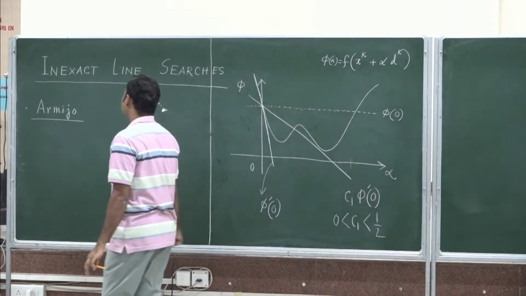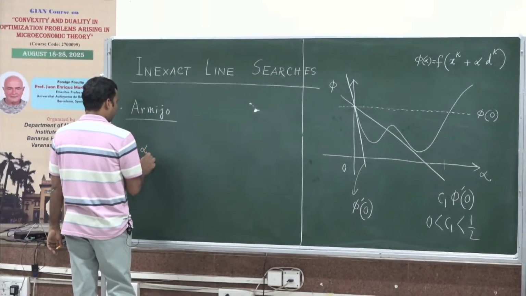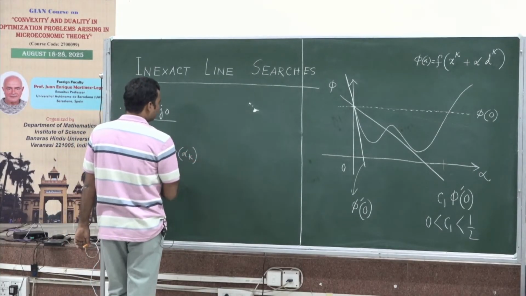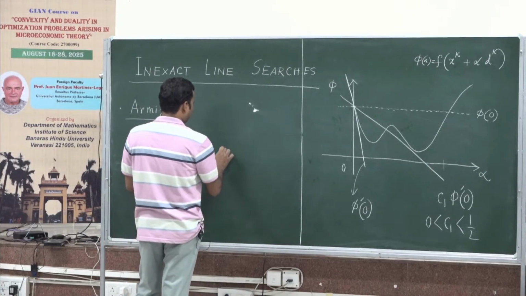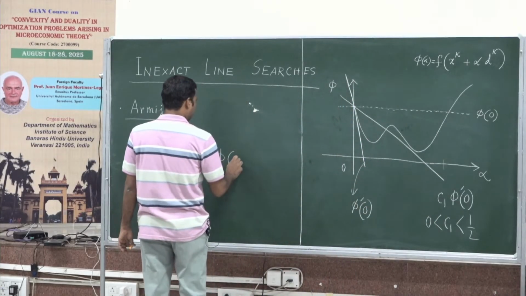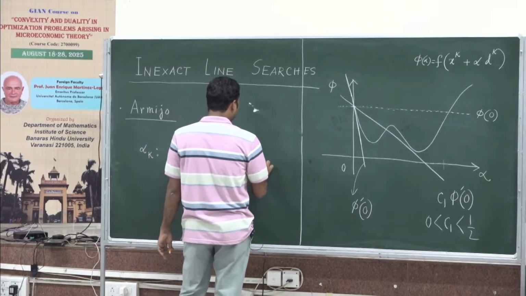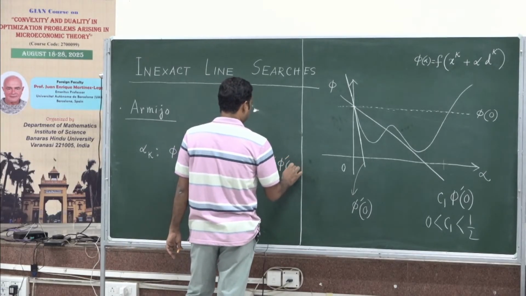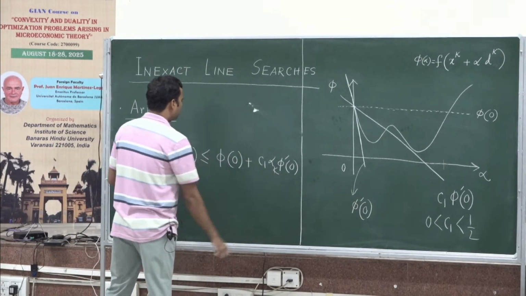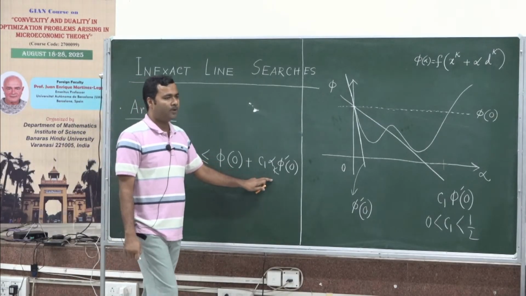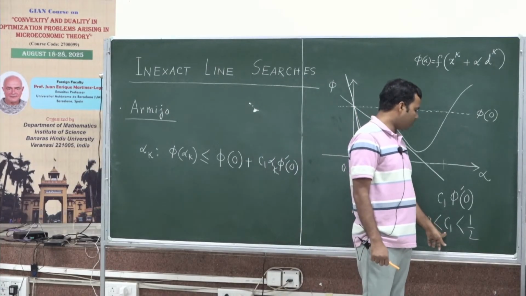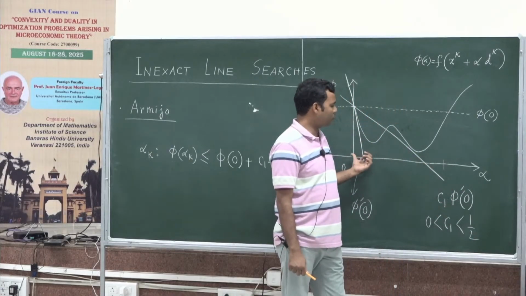And then you choose alpha k such that phi of alpha k is less than or equal to, what is the equation of this line? This line has this slope, and starting from phi 0, it is phi 0 plus C1 alpha phi dash 0. If we choose alpha k such that this happens to be true, then obviously the function has a sufficient decrement, and as well, if I am considering C1 not to exceed half, then my step length is also not going to be very high.